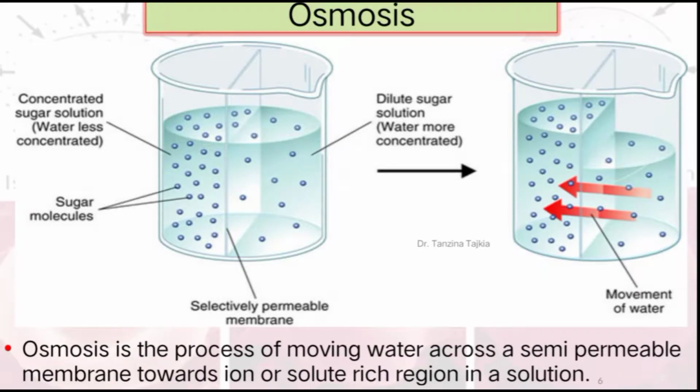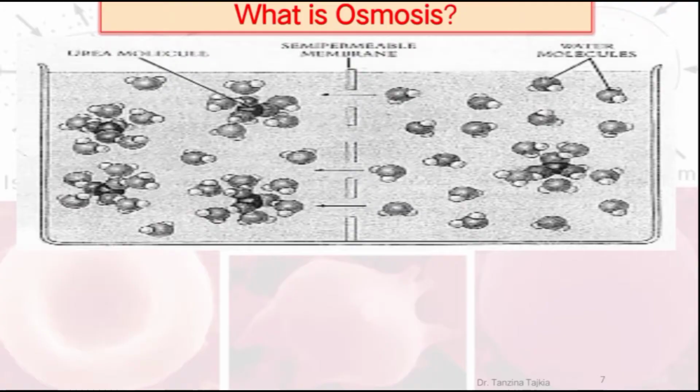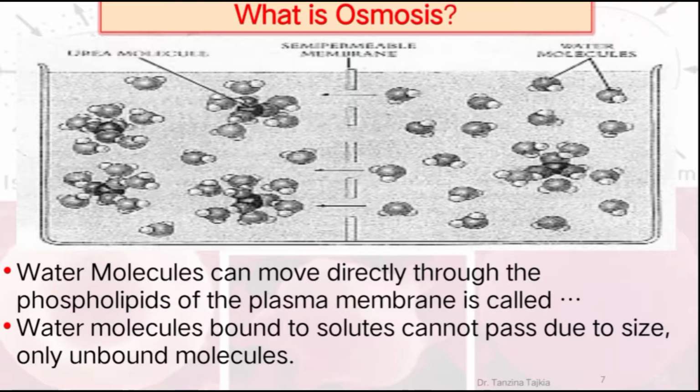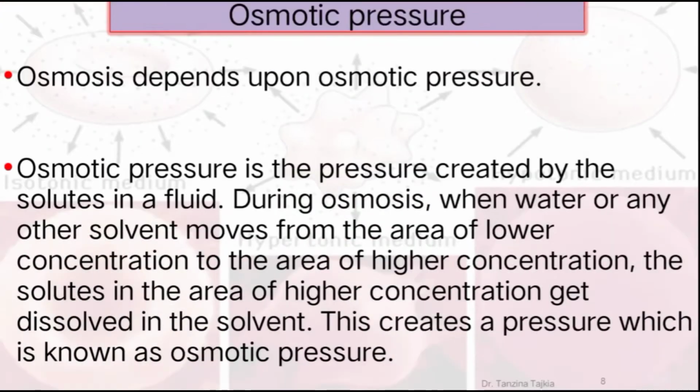In this figure, movement of water across a semi-permeable membrane, that means osmosis, occurs towards the ion or solute rich region in a solution. In this figure, osmosis occurs, that means a water molecule which is bound to the solute cannot pass due to size. Only unbound molecules pass through the phospholipid of the plasma membrane, which is semi-permeable.